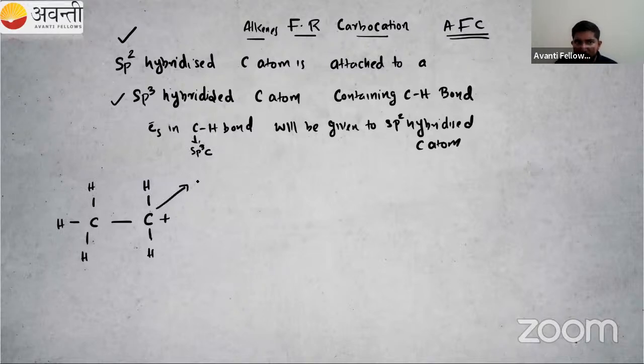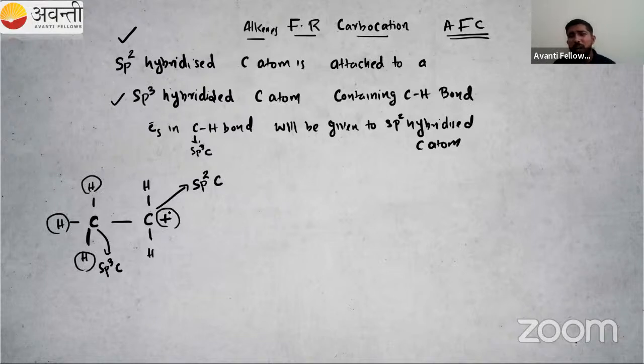So what is the condition? There should be an sp2 hybridized carbon atom. Right next to that, there should be an sp3 hybridized carbon atom, and it should form a C-H bond. Then what will happen? There is a positive charge present. If charge is present, stability is less. Charge means always tension. This carbon always has tension, so it is not able to enjoy life.